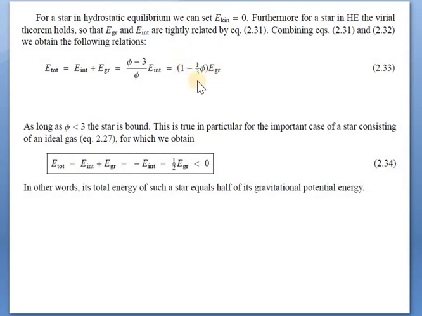What does this mean? Total energy, this value, this means that as long as phi is less than 3 by 2... as long as the total energy is negative, the star is bound. Right? And so for a gas of non-relativistic particles, if we have a star made up of them, then we can have a bound star. However, for the relativistic case, phi is equal to 3 and the total energy is equal to 0. Right? It is marginally stable, or you can say it is just at the boundary.